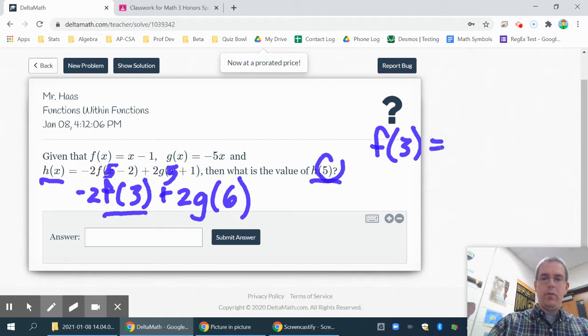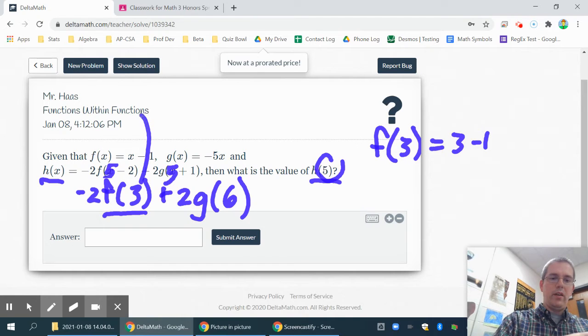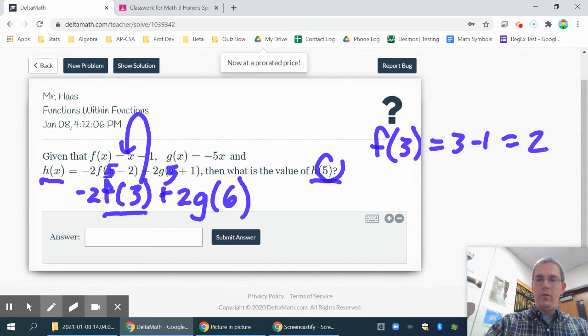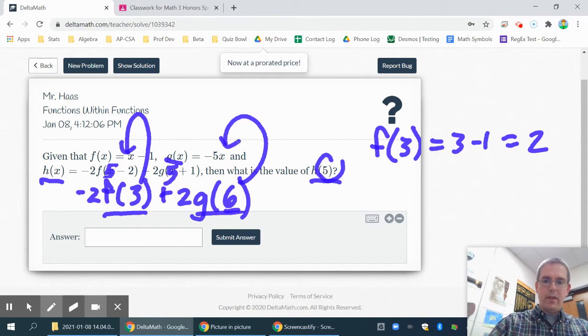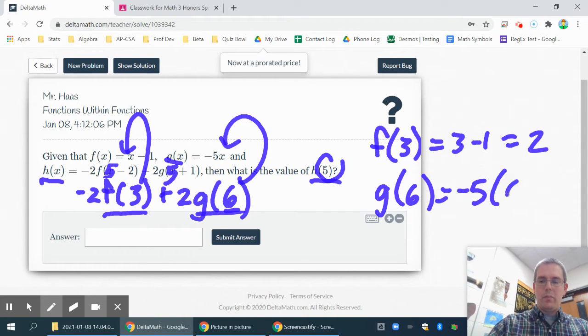f of 3 equals 3 minus 1, because I have to plug the 3 into this equation for f. So f of 3 would equal 2. And then, to find g of 6, I have to use this equation up here and plug the 6 into there. So that means g of 6 would be equal to negative 5 times 6. That would be negative 30.